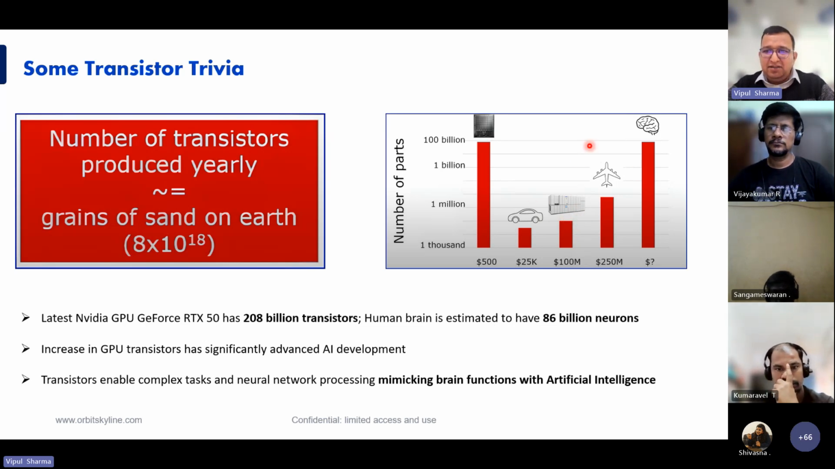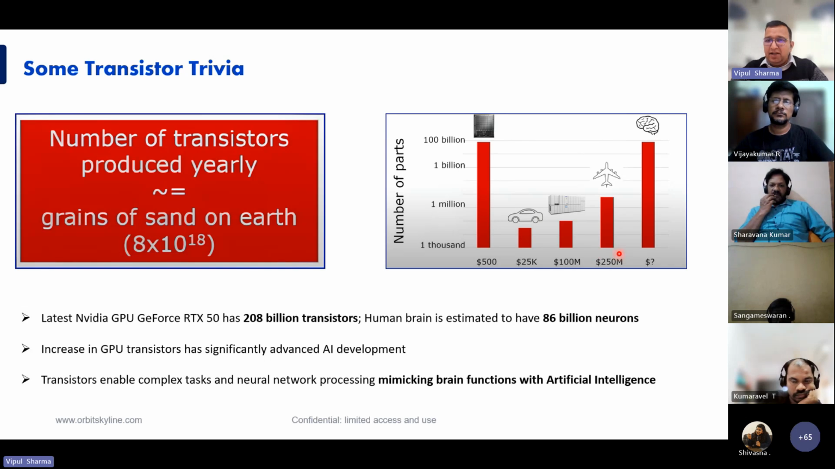And this is a jumbo jet, an aeroplane. A single product costs around $250 million, and it has typically 8 to 9 million parts in it. And this is a human brain. We cannot put any cost on a human brain, but ultimately the human brain is made out of neurons, and there are around 86 billion neurons in a human brain. All the thinking, all the functionality of a human brain is ultimately done by these neurons, and it is because of so many neurons that a typical human brain functions.